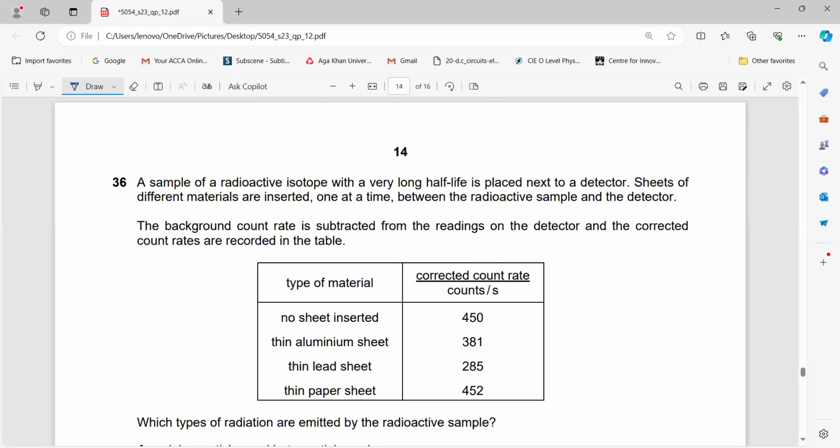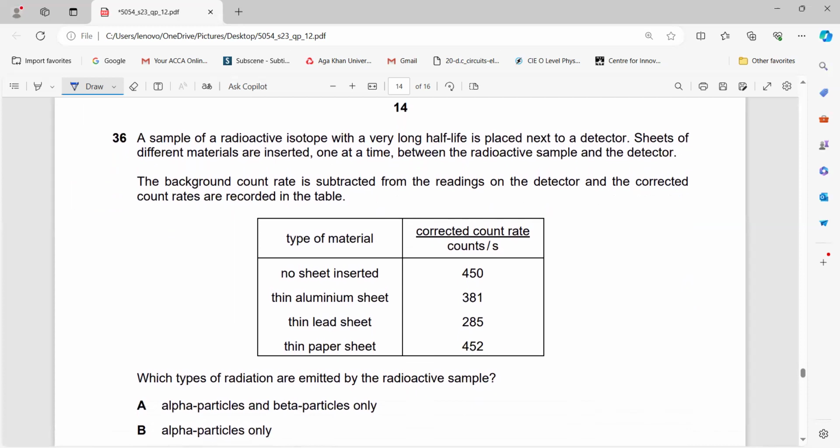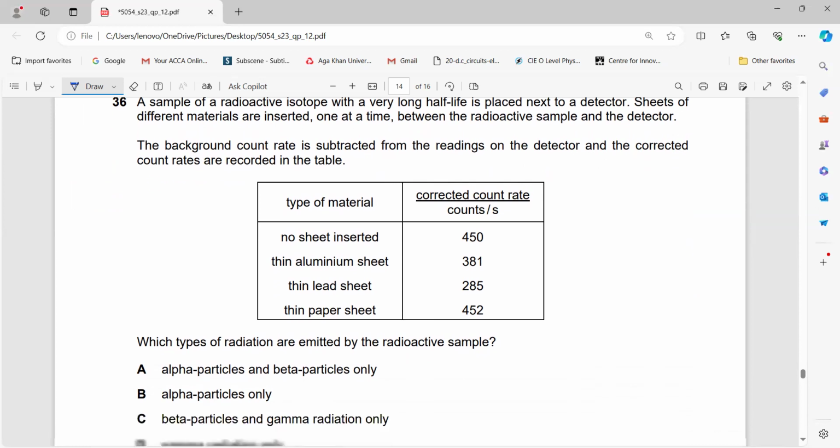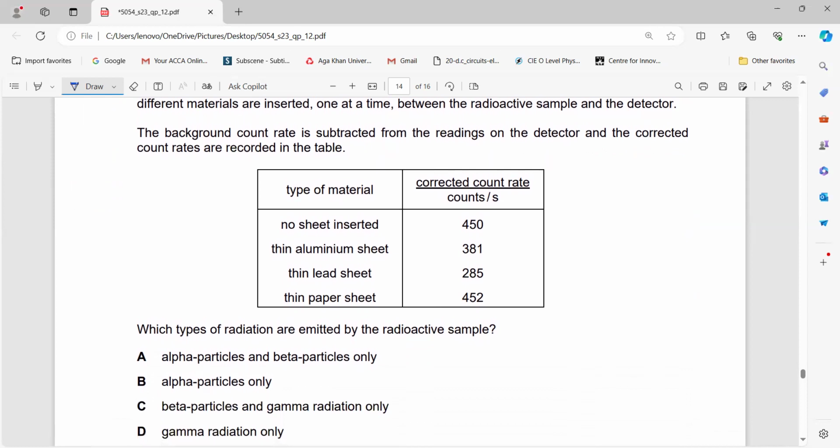36. A sample of radioactive isotope with a very long half-life is placed next to a detector. Sheets of different materials are inserted, meaning barriers are inserted one at a time between the radioactive sample and the detector. The background count rate is subtracted from the readings of the detector and corrected count rates are recorded in the table. If two sheets are inserted, it becomes 450. Then when the aluminum sheet is inserted, the count rate drops to 381.